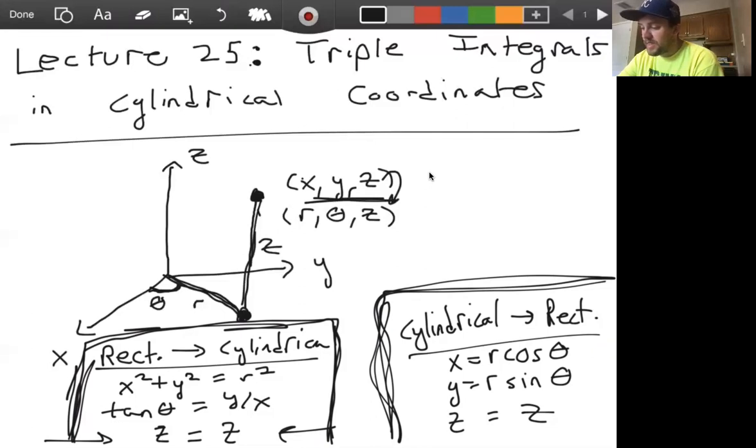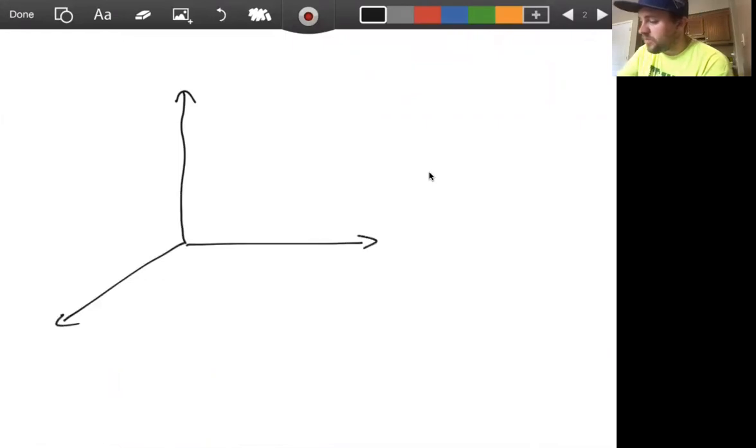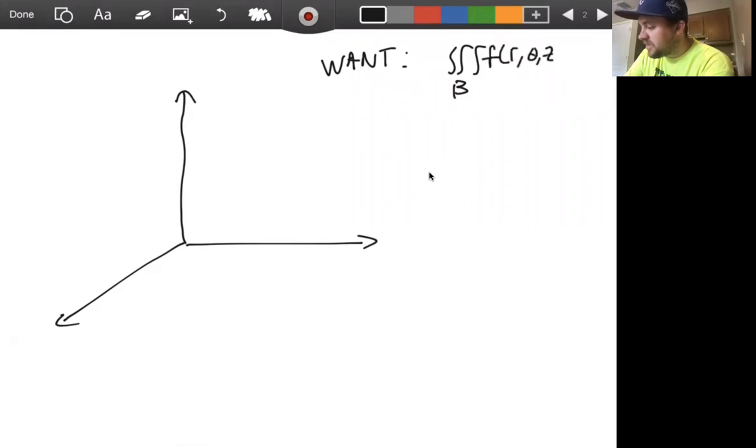And now what we want to think about here is defining the triple integral, but now in cylindrical coordinates. So here's what we want. We want the triple integral over some cylindrical box, we'll call it B, of f of r, theta, z dV. We want a definition for this triple integral.